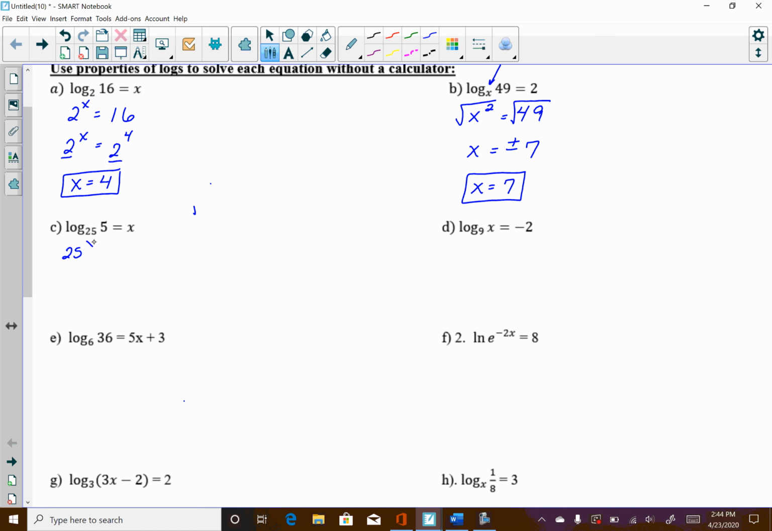All right, move on down to letter C here. Base 25 raised to the opposite side, which is x, equals argument, which is 5.